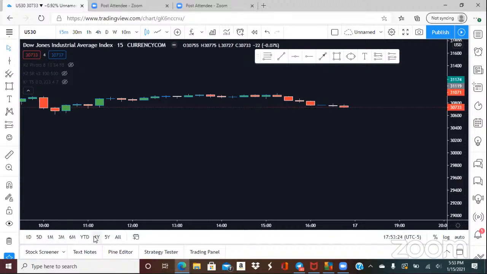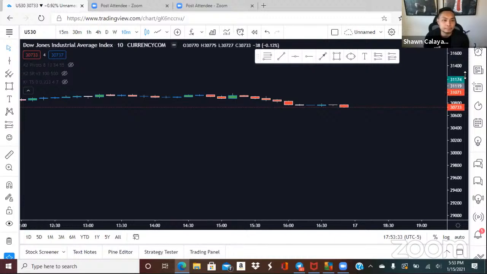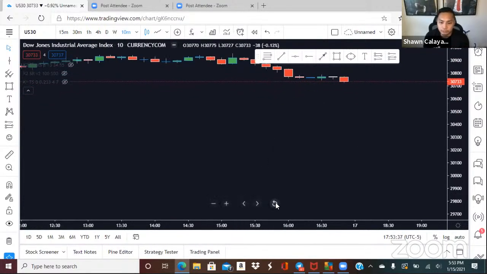How do I get to the 10-minute? It should be right above. I think you have it there. It's the last one on the list. So scroll up to the top where you have your time frames right next to the weekly. There you go. And then you could probably just hit auto and it'll recalibrate the chart for you. There you go.